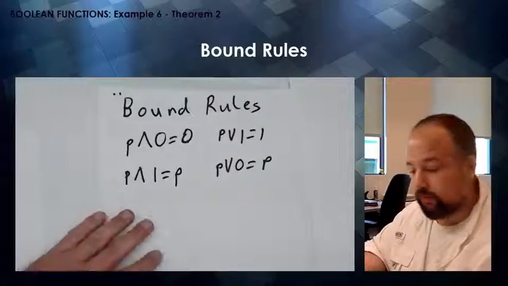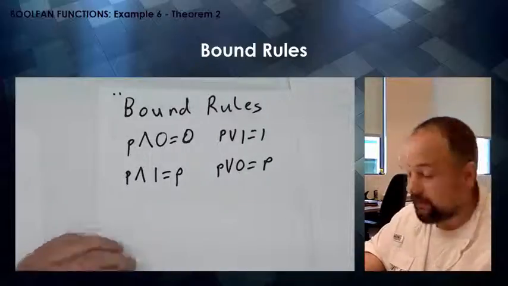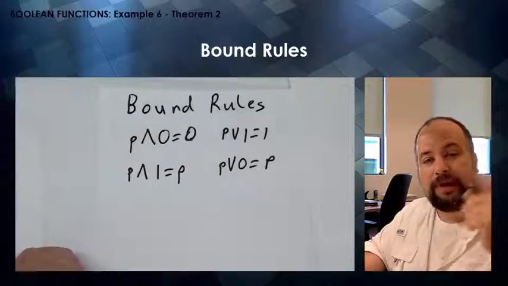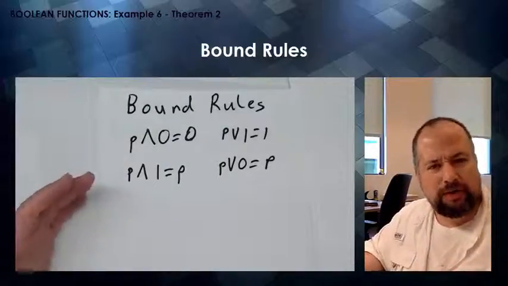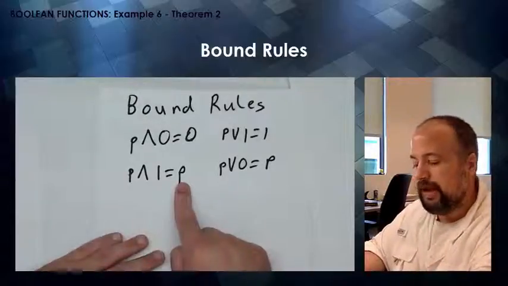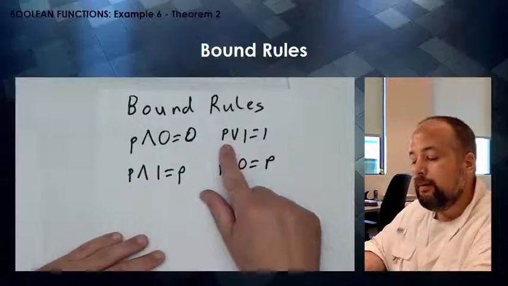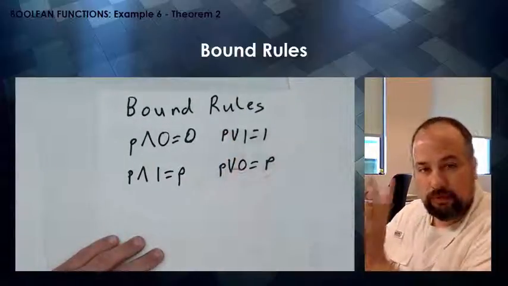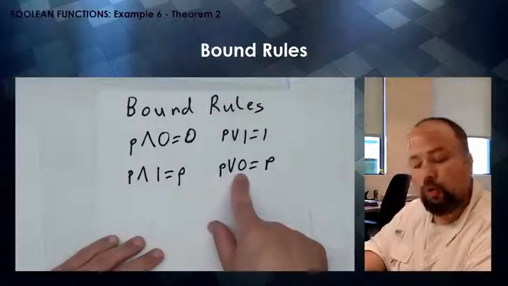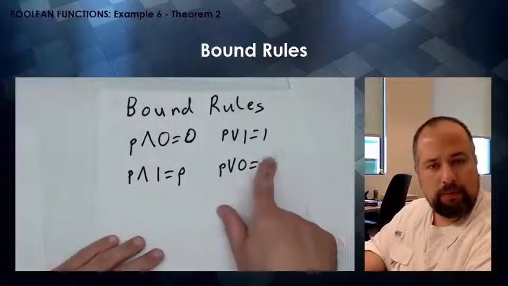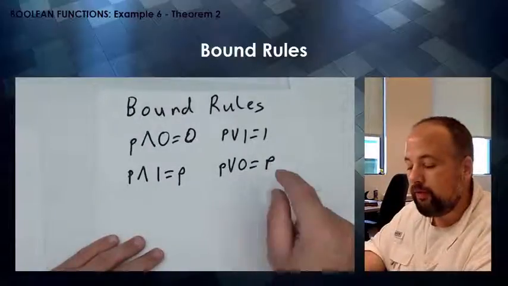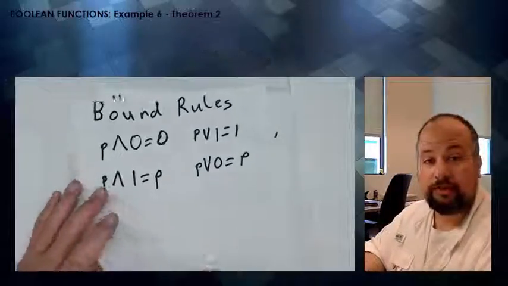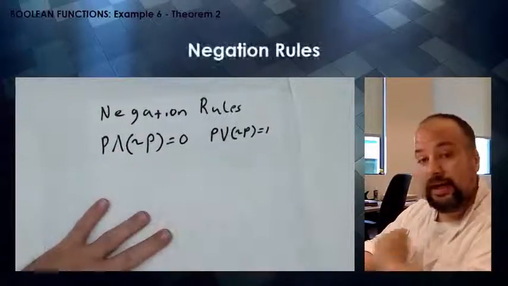Our bound rules, right? So this is when we're dealing with constants. P and 0 is 0, right? No matter what. But P and 1 isn't always 1. It depends what P is. So P and 1 is P. P or 1 is always 1. Doesn't matter if P is 1 or 0 because it's an or, it's always going to be 1. But P or 0, if P is 1, the output will be 1. If P is 0, the output will be 0. So P or 0 is P. And again, we've reduced a gate here. We've simplified our circuit. And finally, we have our negation rules.